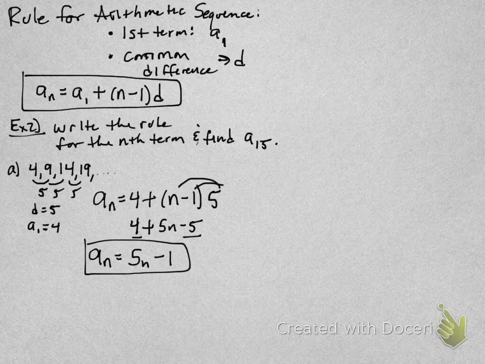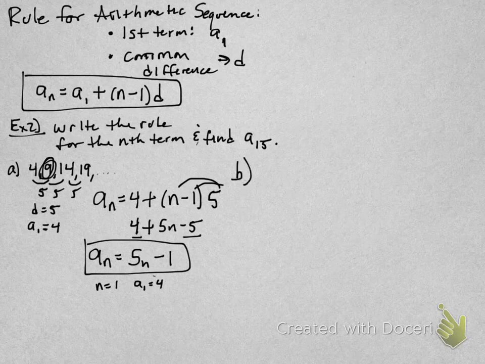And if you want to check by using the first term, n is 1, if you plug in a 1, it's going to be 5 minus 1, giving me a sub 1 is 4, which matches what I have there. If you plug in 2, 5 times 2 is 10, 10 minus 1 is 9, that is our second term, and so on. Let's do one more.